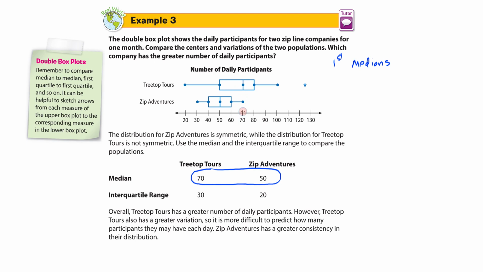So after you do the medians, the second thing you're going to do is do the interquartile ranges. But remember, that's just the length of the box.